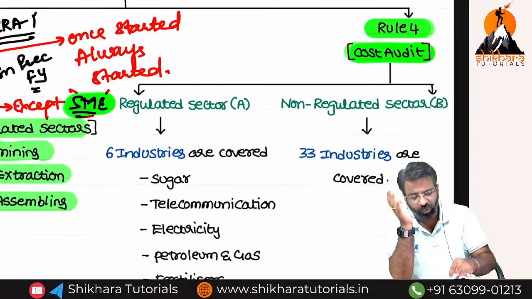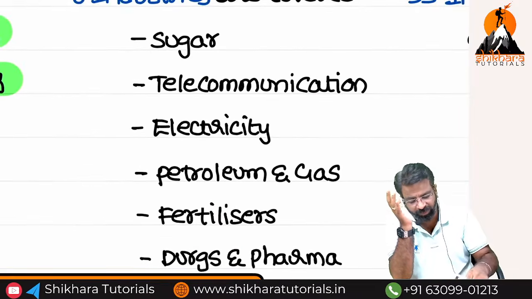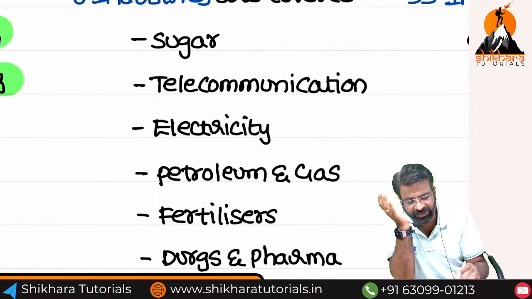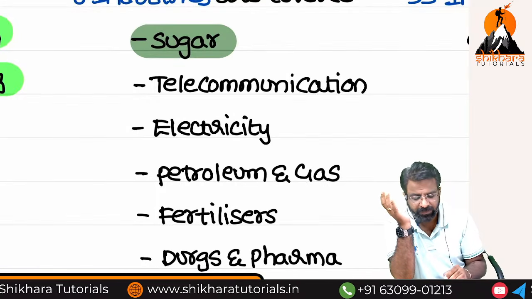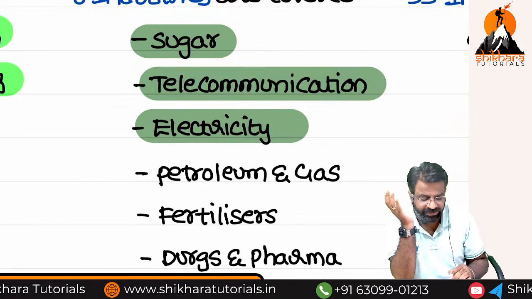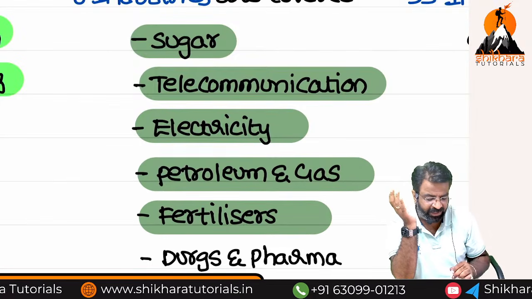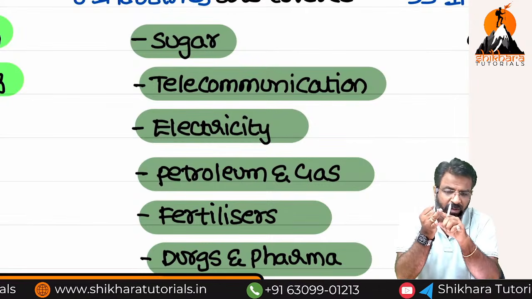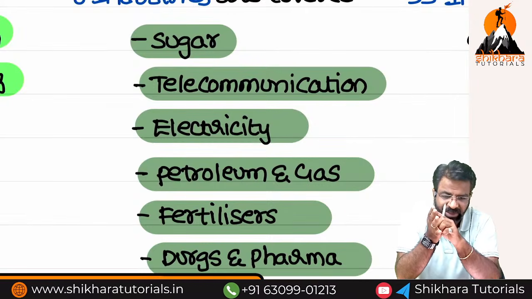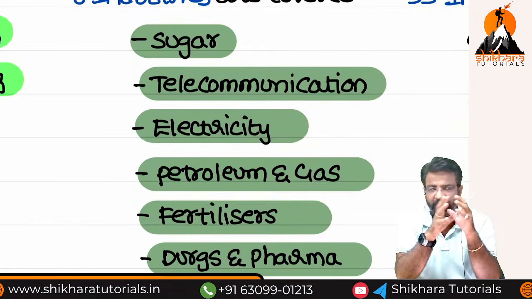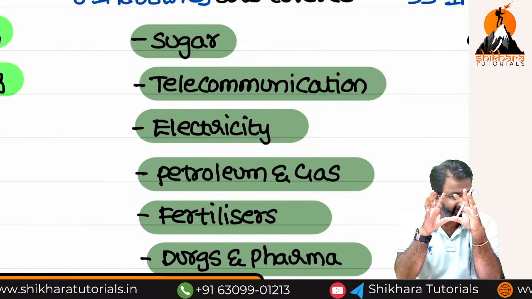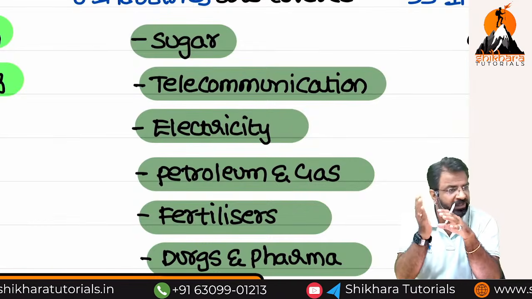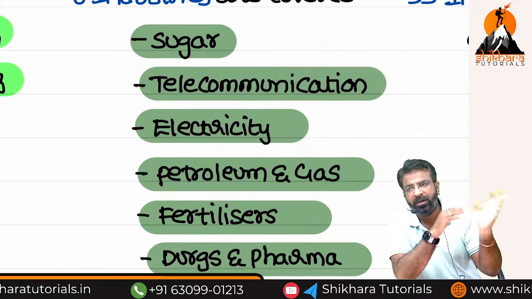So you know, what do you mean by regulated sector? I hope you remember. What are the 6 regulated sectors we have? Sugar, telecommunication, electricity, petroleum and gas, fertilizer, drugs and pharma. Repeat again. Sugar, telecom, electricity, petroleum and gas, fertilizer, drugs and pharma. So if you belong to these 6 sectors or industries, you are called regulated sector. Remaining 33 are what? Non-regulated.